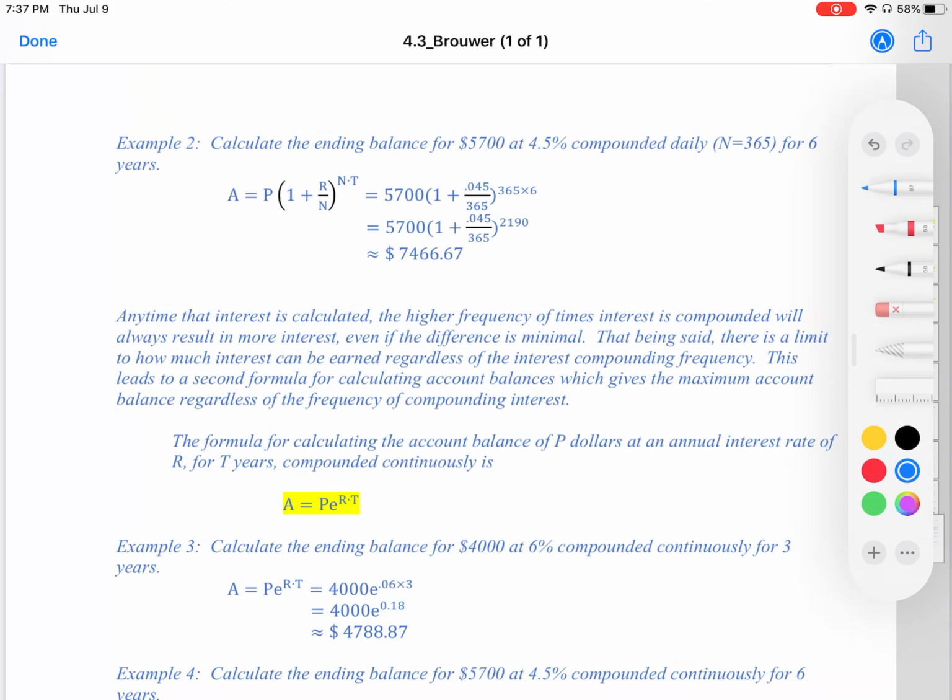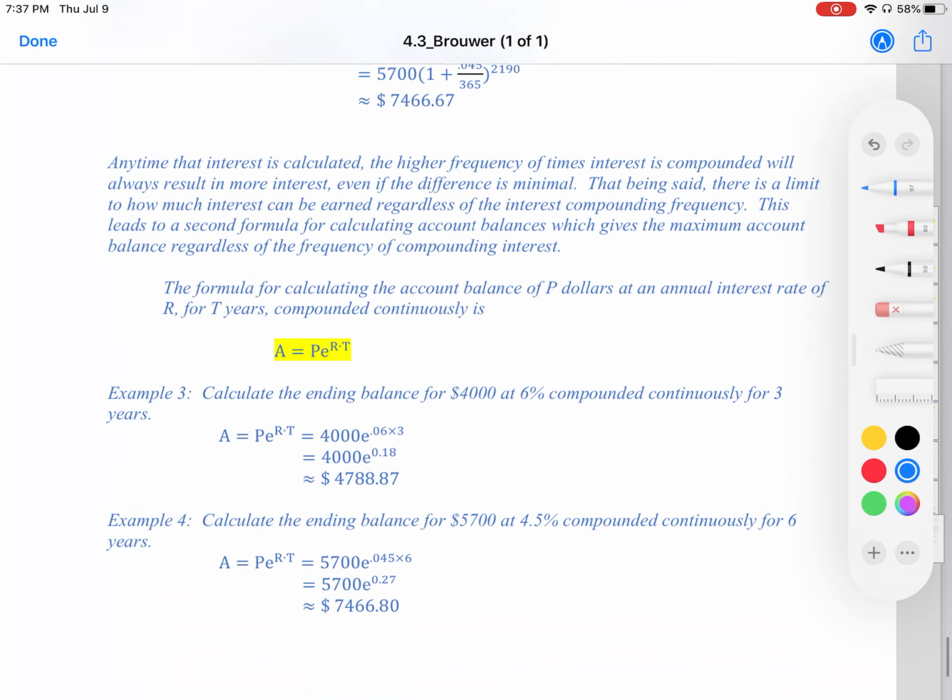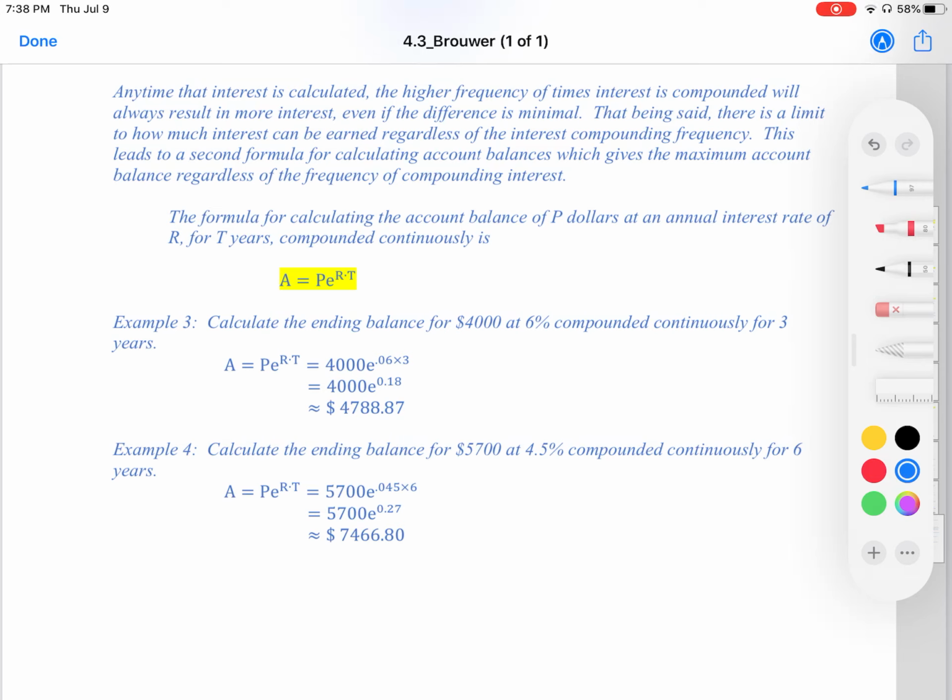All right, I trust you can do example 2. Very similar. Anytime that interest is calculated, the higher frequency of times interest is compounded will always result in more interest, even if the difference is minimal. That being said, there is a limit to how much interest can be earned regardless of the compounding frequency. This leads to a second formula for calculating balance, which gives the maximum balance regardless of the frequency of compounding. The formula for a balance of P dollars at an annual interest rate of R for T years compounded continuously is this one.